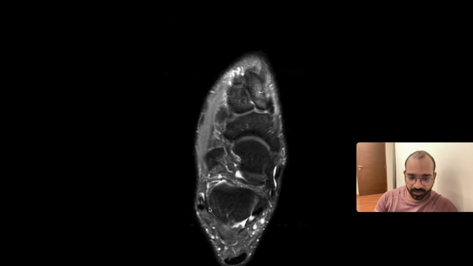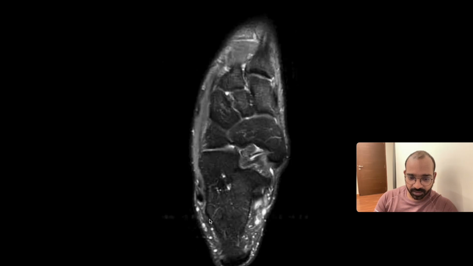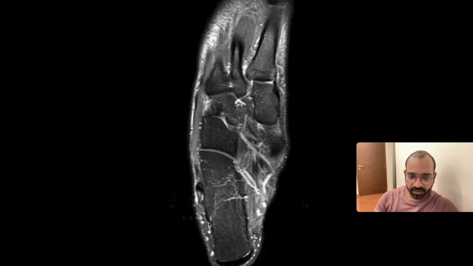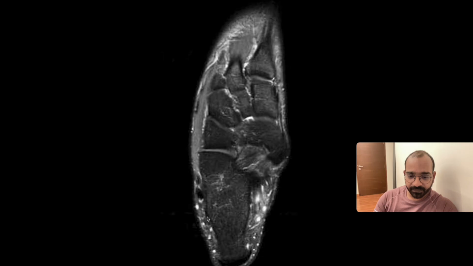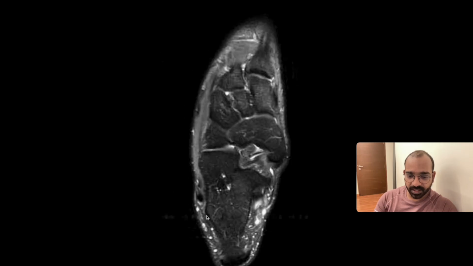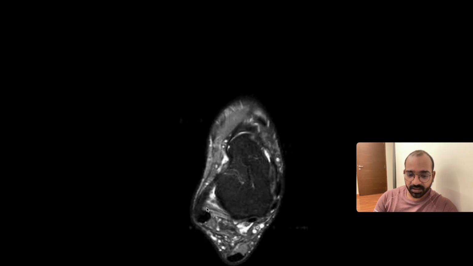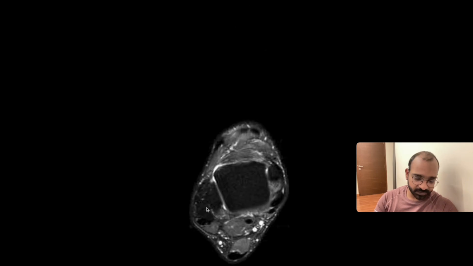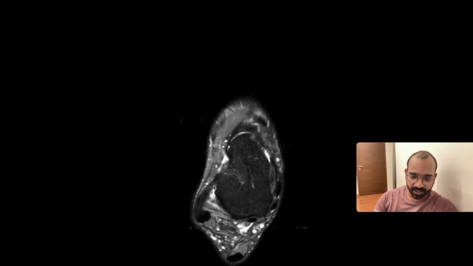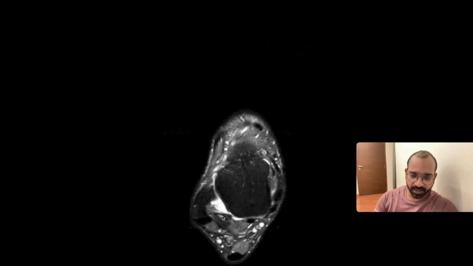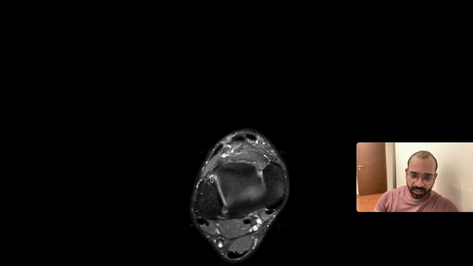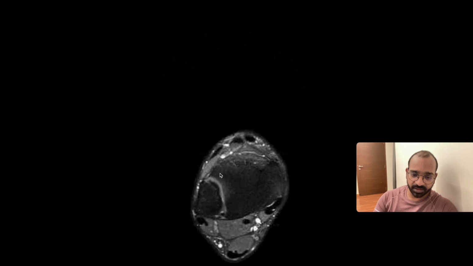This T2 hypointense band, if we trace it down, it goes and attaches onto the lateral aspect of the calcaneum here and merges with the periosteum. This band, T2 hypointense band, is our calcaneofibular ligament. So this is the calcaneofibular ligament, this is the anterior talofibular ligament, this is the posterior talofibular ligament. As we go up, we see the anterior inferior tibiofibular ligament, and the posterior inferior tibiofibular ligament. Yeah. So these are the lateral ligaments of the ankle.